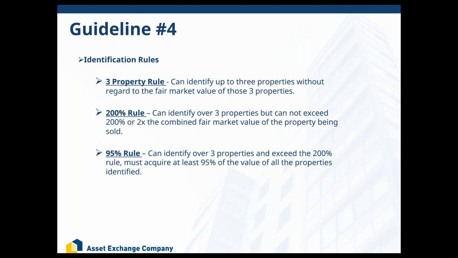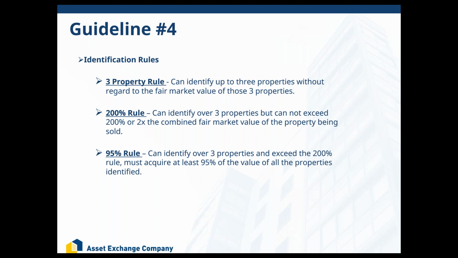Now, guideline number 4. There are some identification rules as far as identifying property. There are three different rules. Right now, I'm going to read each one of the rules to you. If you don't quite understand them when I read them to you, don't worry about it, because I'm going to walk you through the numbers, examples of how each one of the rules works, and hopefully, once I show you the examples, it's going to make sense to you.